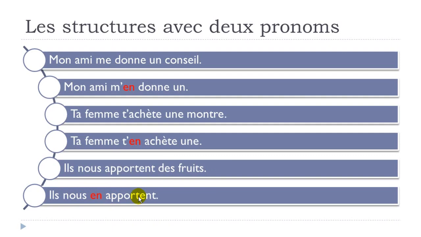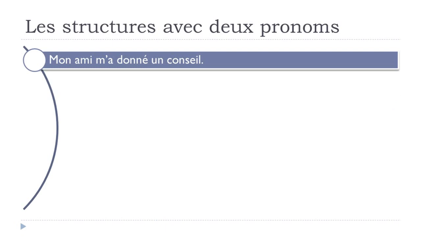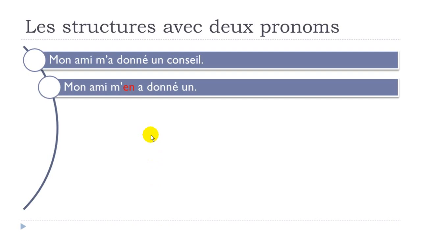Okay, so let's see now with the passé composé. Same sentence: mon ami m'a donné un conseil, all right, mon ami m'en a donné un. So it will be exactly the same thing, especially if you think that a donné is only one verb. You've got two parts because it's composed: first you've got avoir and then the participe passé, but it's only one verb. That's the reason why you put first your pronoun here, me, and then you put this second pronoun en before avoir, because this is the verb here. So you get mon ami m'en a donné un.